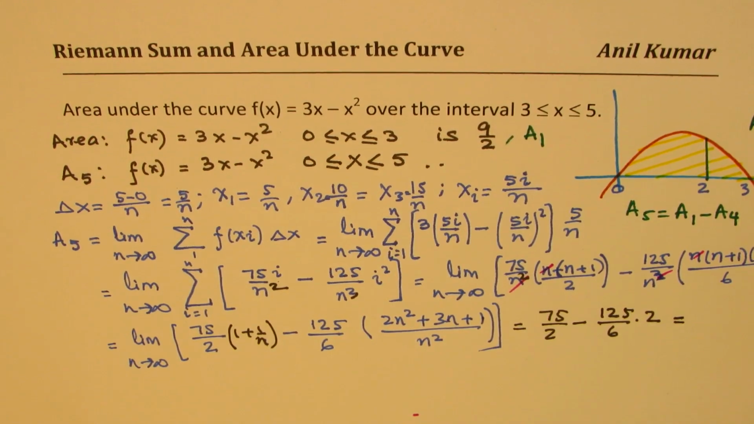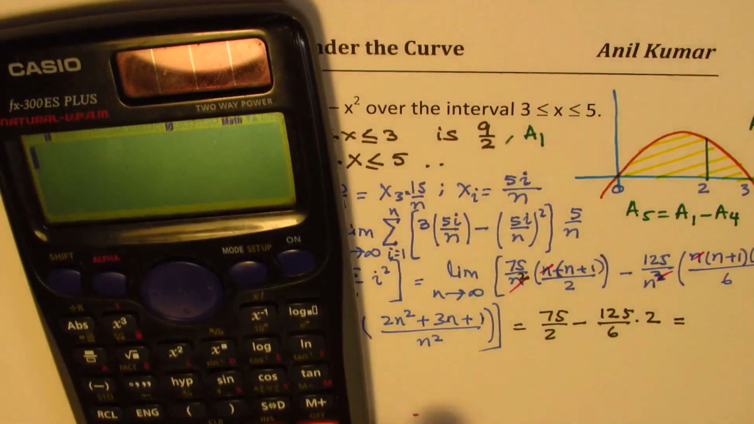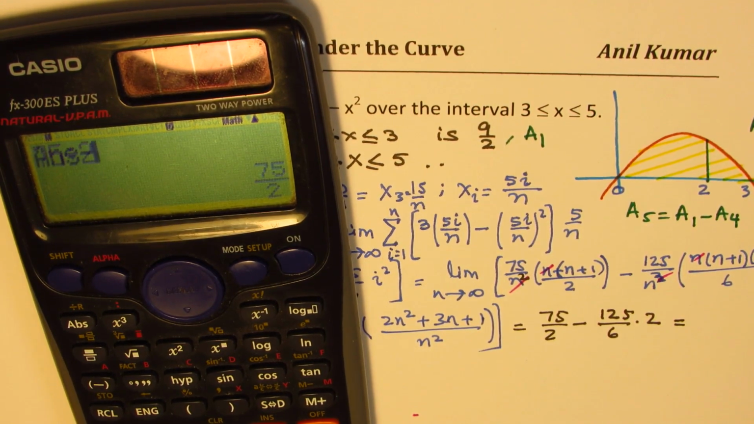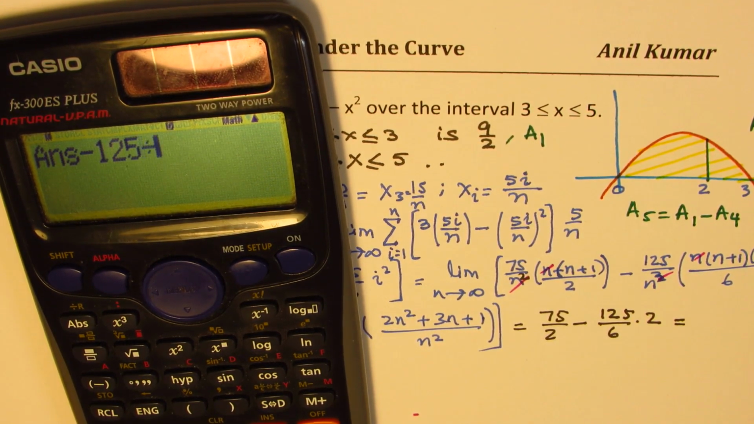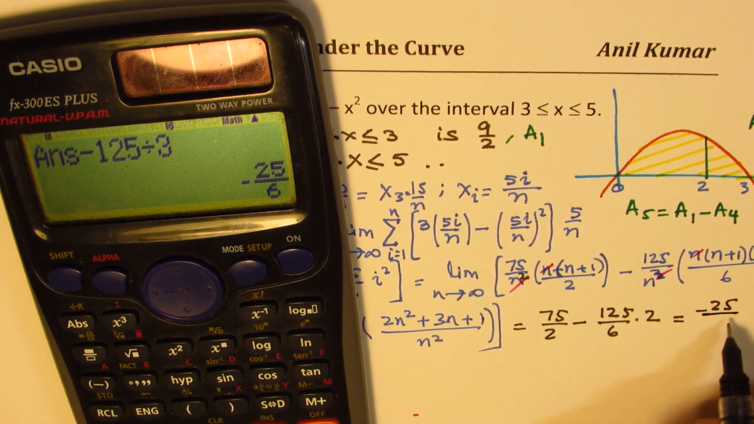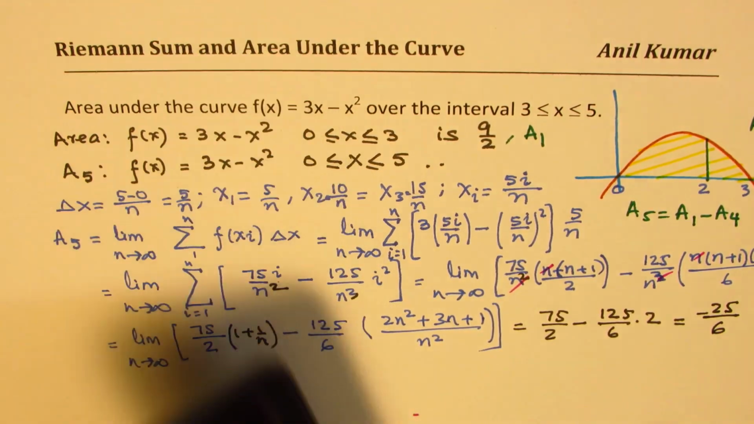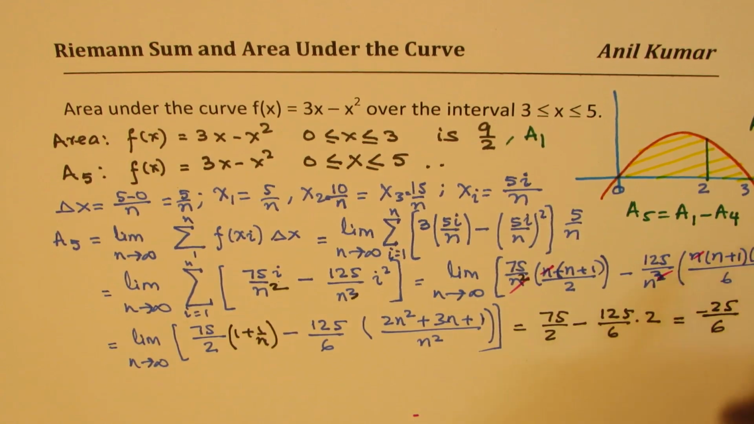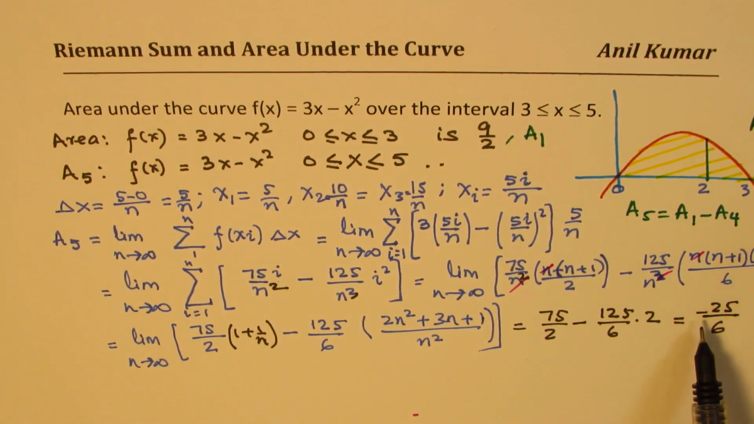This is equal to how much? Let's calculate. All right? So we get 75 divided by 2, and from there we'll take away 125 divided by 3. So we get minus 25 over 6. You get the idea. So this area looks small here, but it's actually a huge area, right? So the net result is a negative 25 by 6. Correct? So that negative 25 by 6 clearly indicates what?